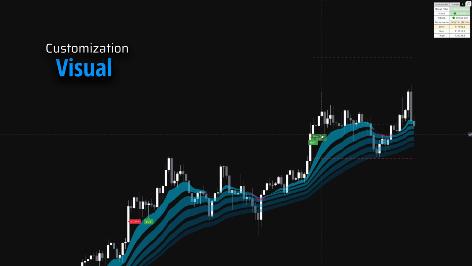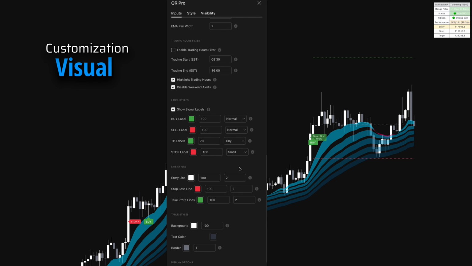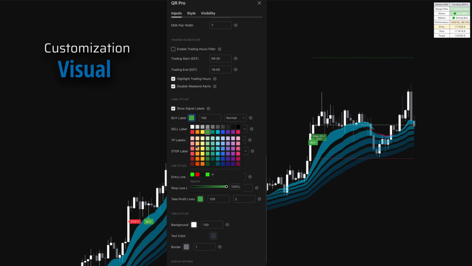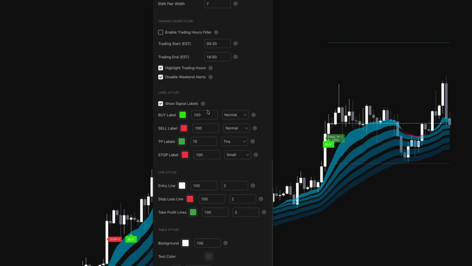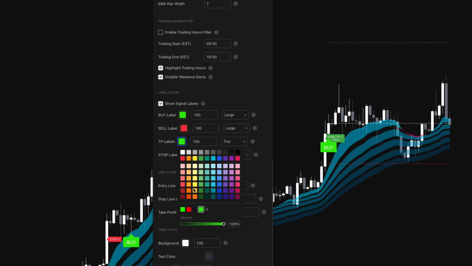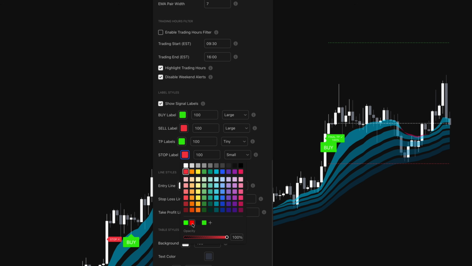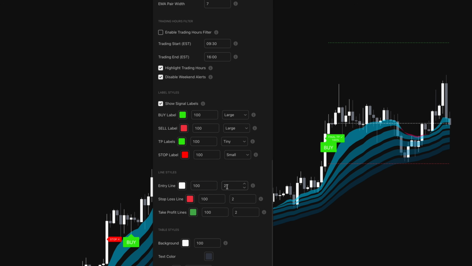Full control over how everything looks. Label styles let you customize buy, sell, TP, and stop labels independently. Color, opacity, size, match your chart theme or make signals pop however you want. Line styles control entry, stop loss, and take profit lines. Color, opacity, width. If you want subtle dotted lines or bold visible levels, it's your choice.